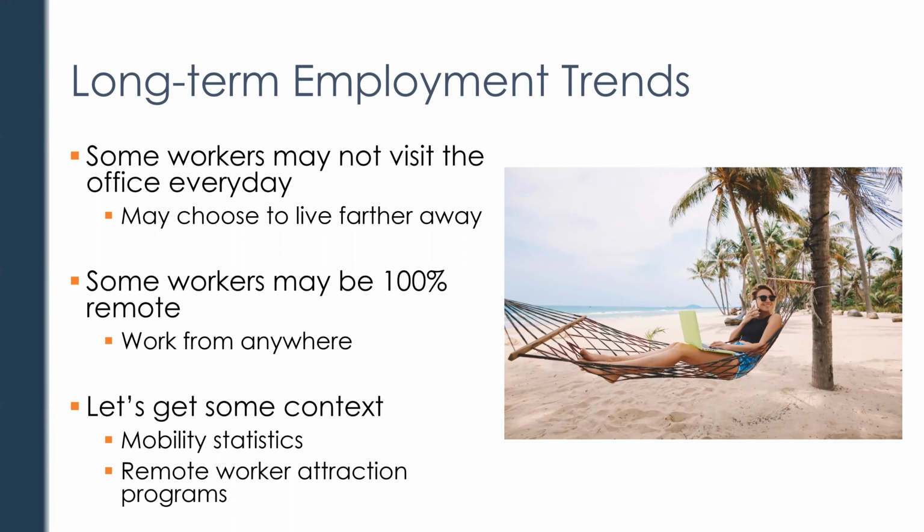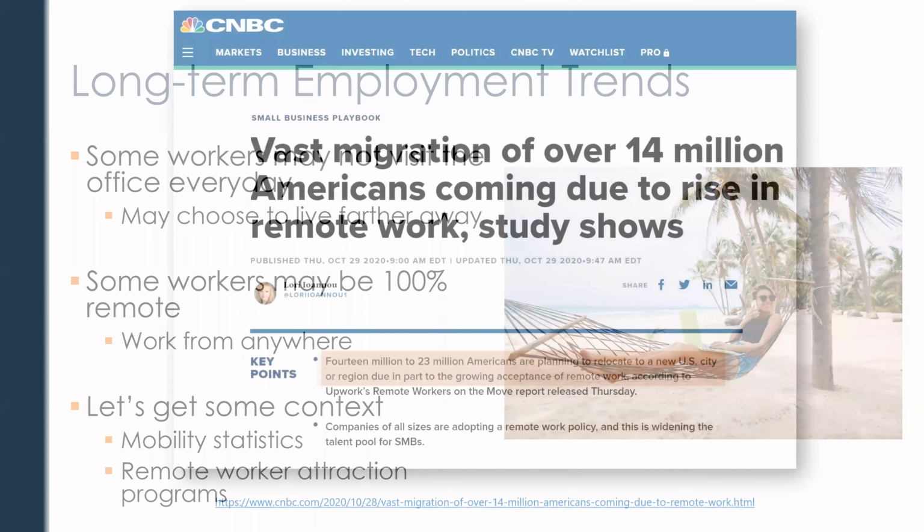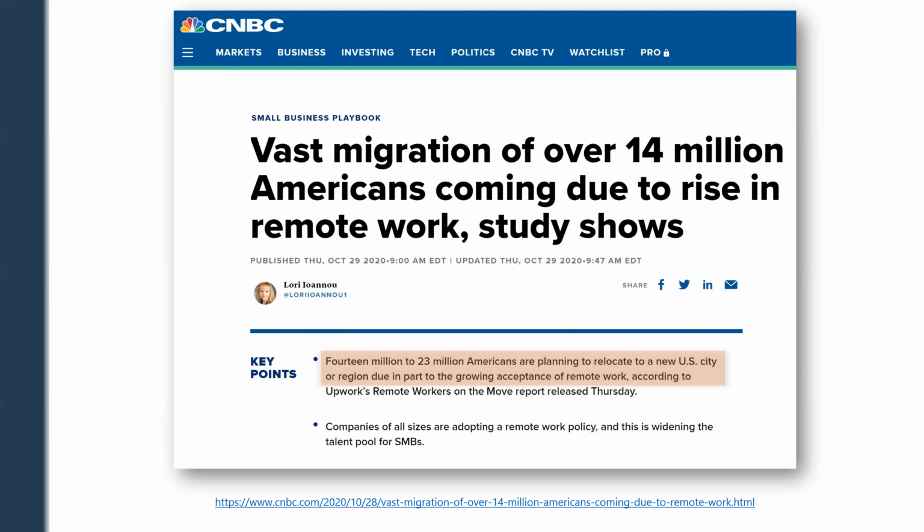Again, for this part of things, I wanted to kind of get some context. So I'm going to show a few mobility statistics, then we're going to talk about remote worker attraction programs. Saw this headline. This was, I guess, October. Vast migration of over 14 million Americans coming due to rise in remote work, study shows. So this was a survey. So they said 14 to 23 million Americans are planning to relocate to a new city due to this acceptance of remote work. I was kind of curious if that was a big number, or if that was a small number, or what time period that was going to be over.